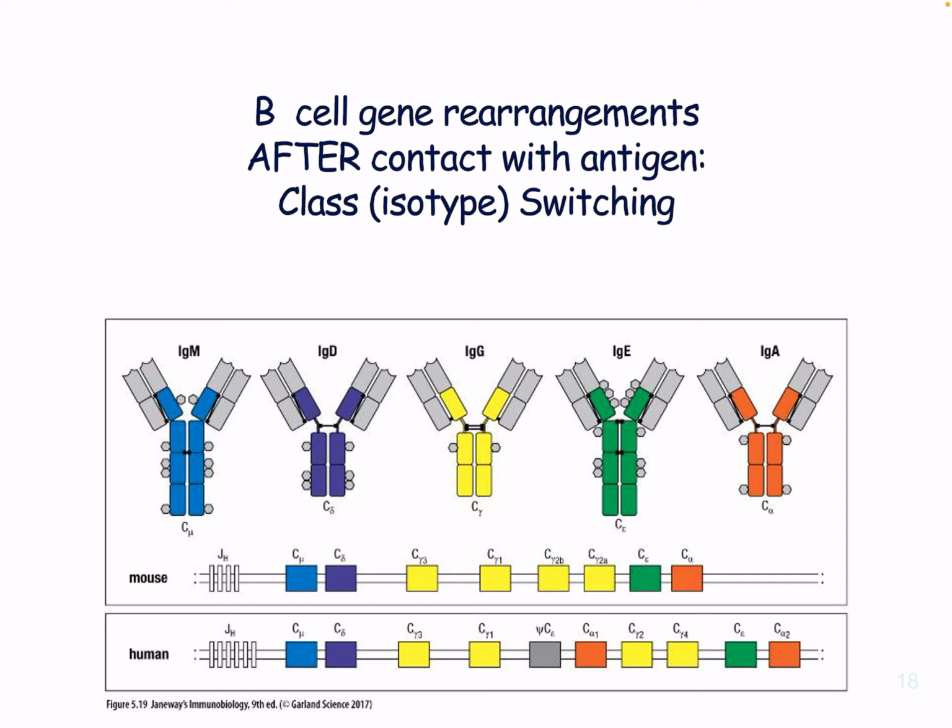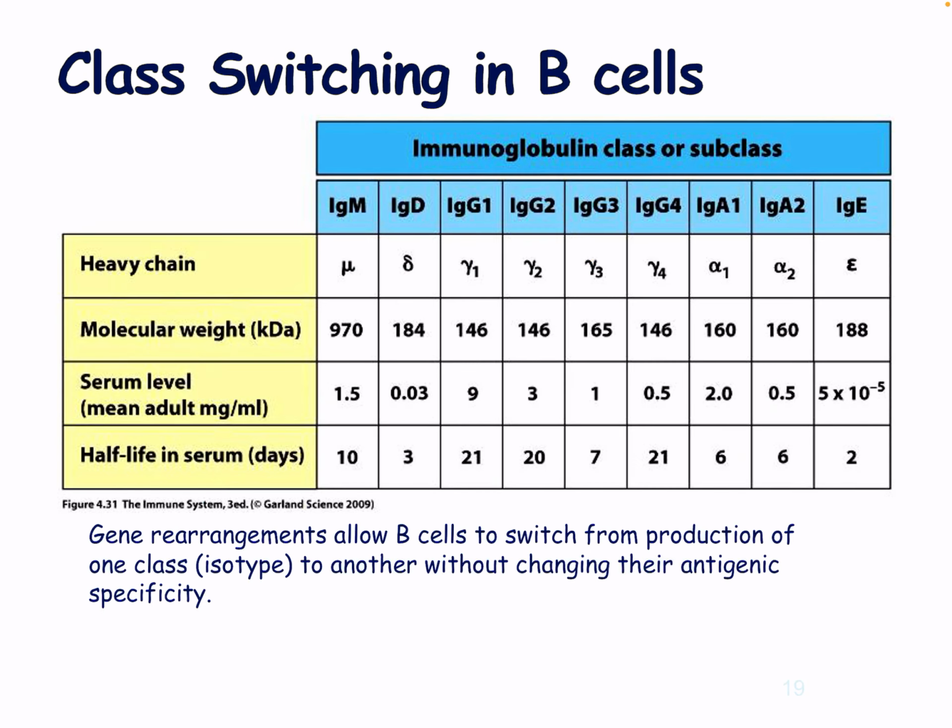So now we're going to look at B cell rearrangements after contact with antigen and look at class type switching. So we've seen this figure before. Here just summarizes all the different types. And then again, here's our heavy chain coding and our half-life. So this is important in our immune response, which is quite important.